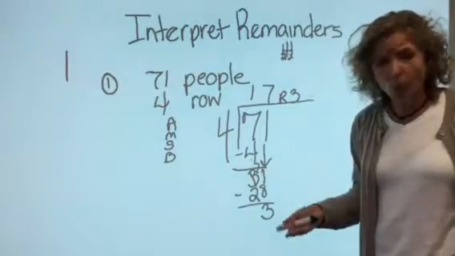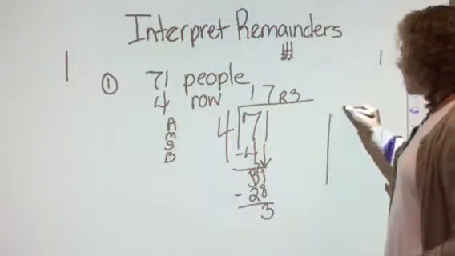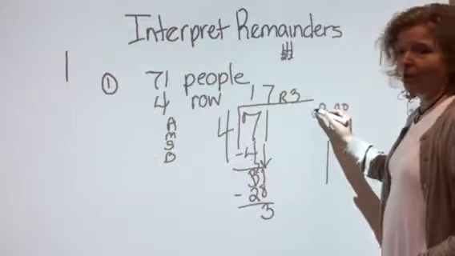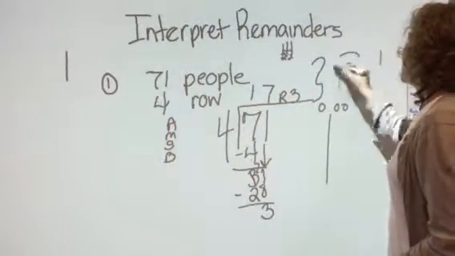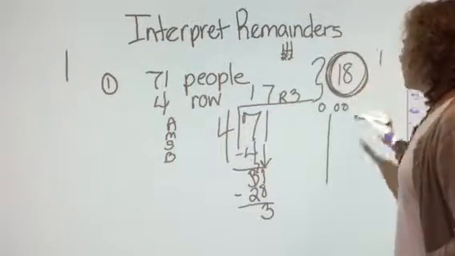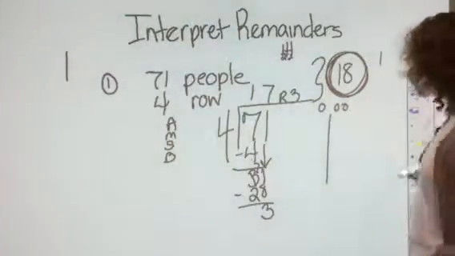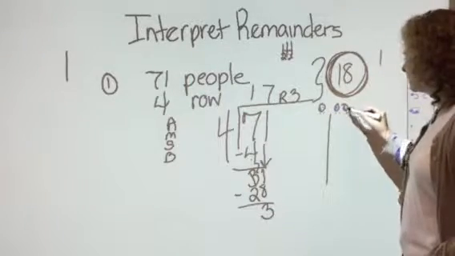So how many rows will I need on the bus? I'll need 17 rows, and then I'll need 3 seats in that 18th row. So how many rows do I need for the kids? I need 18 rows. Do you see, if I just said, oh, I just need 17 rows, then these 3 kids are like crying because they don't have seats on the bus.